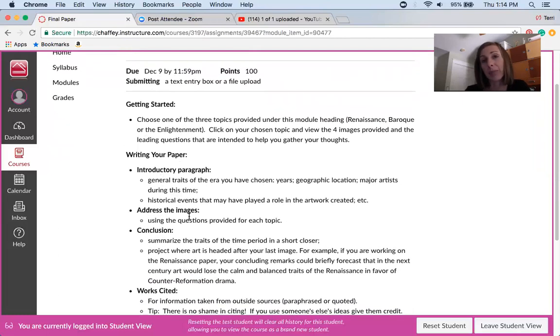And then you're going to address the images, and I will show you where the images are for each of your choices. And then you have a conclusion, and it gives you an idea of where you can go with your conclusion, sort of forecasting forward in art.